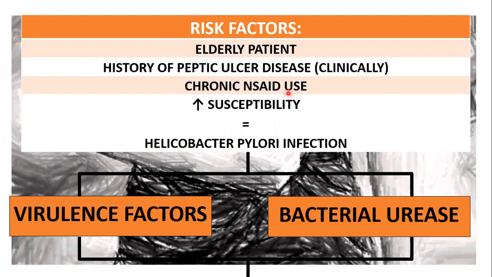This would lead to the inhibition of prostaglandin synthesis in the patient. And that prostaglandin synthesis is important for the defense and repair of the mucosa of our stomach. Okay? And combining all these risk factors would now increase the susceptibility of the patient to a Helicobacter pylori infection. This is a very big factor for the development of this disease. The infection with Helicobacter pylori, or what we commonly term as H. pylori. H. pylori has virulence factors and bacterial urease. These are the two things that we have to consider in the development of the disease.